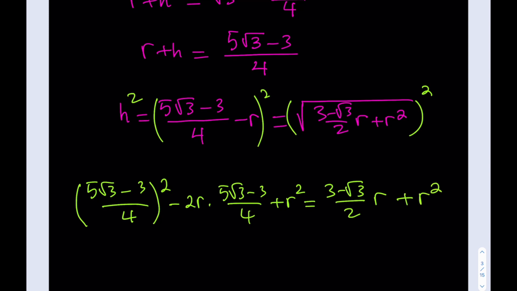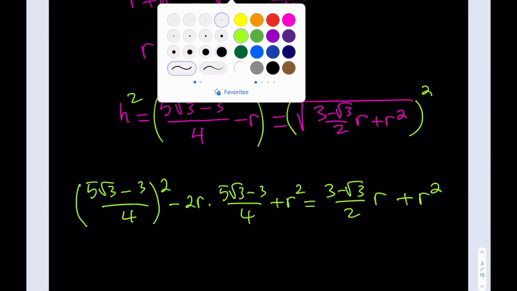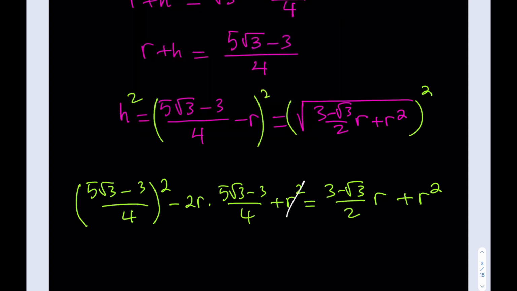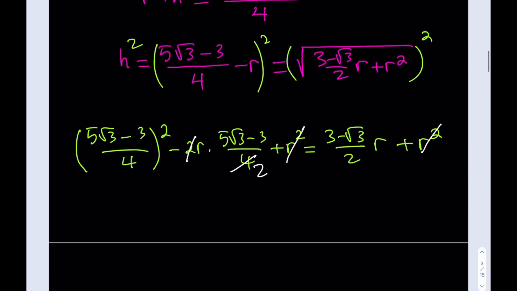Awesome. Now r squared cancels out, right? So we end up with a nicer expression. More importantly, we get a linear expression. So 2 goes into 4, that becomes a 2. Now I can just add those two terms, and at the same time I can square these. That's a quotient. So if I square the top, I square the 5 root 3, which gives me 25 times 3, that's 75. Minus 3 times 5 is 15, double that, 30 root 3, plus 9 over 4 squared, which is 16.